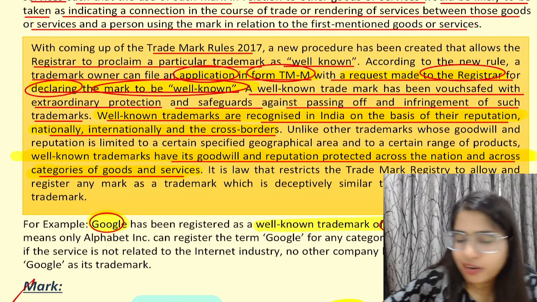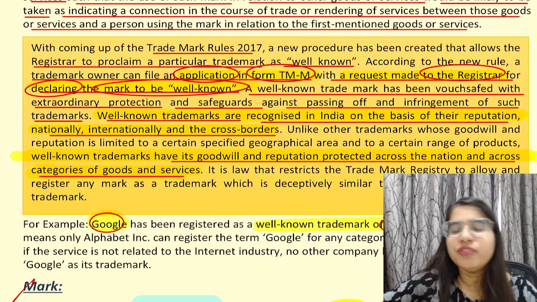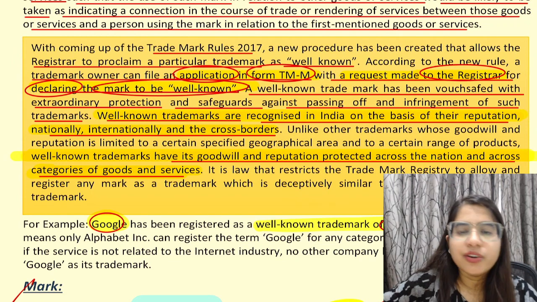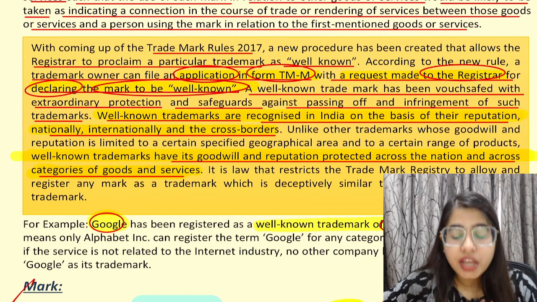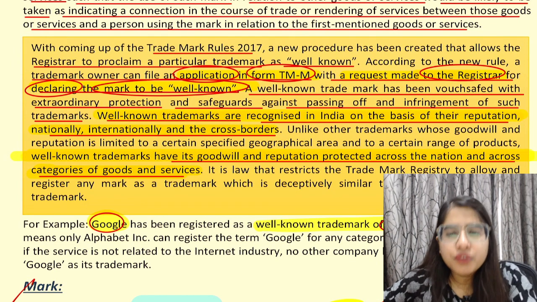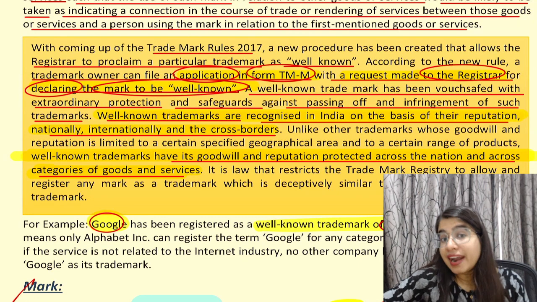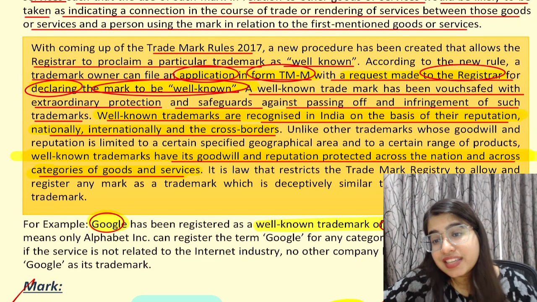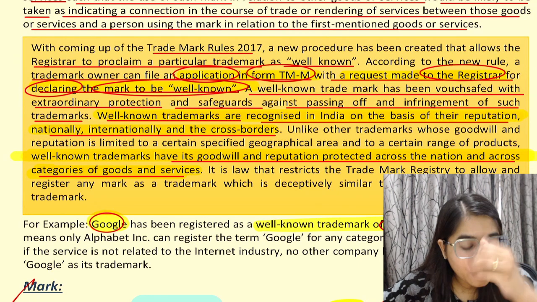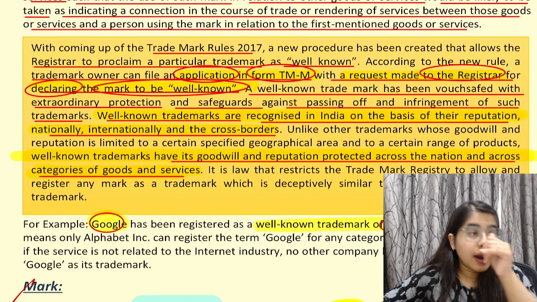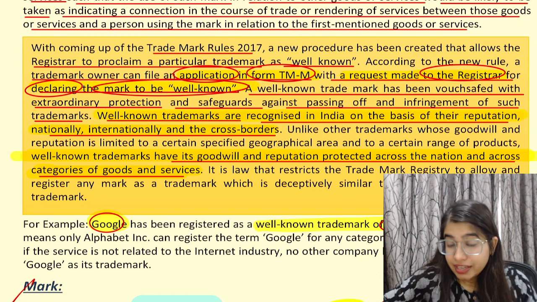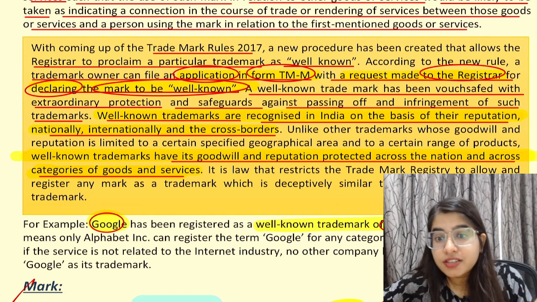If you are famous all over India, then you can register your trademark as a well-known trademark. Well-known trademark means you have got goodwill. Let's say Amul Doodh. Amul is a brand, and their ad says "Amul Doodh pita hai India." Is Amul famous all over India? Yes, of course. Does it have goodwill? Yes, people purchase Amul milk.